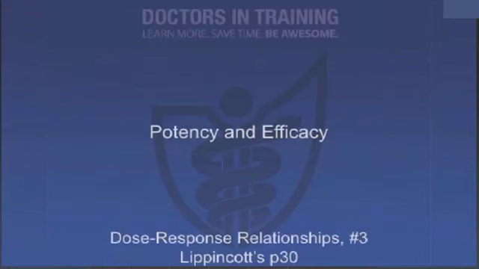From this curve, we can determine 2 important properties of the drugs we're talking about. We can determine potency and efficacy. And these are really important both in clinical practice, and they're very important for your boards as well. So this is a very high yield topic. We're going to talk about potency and efficacy in turn.